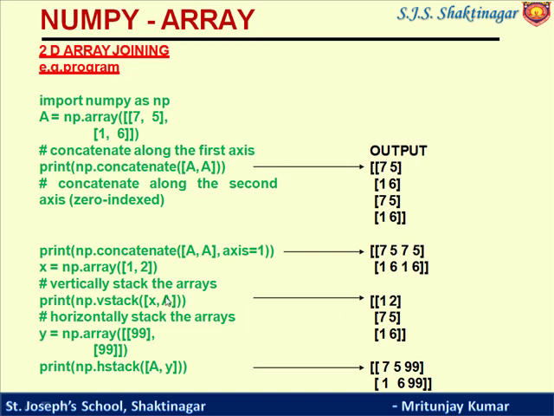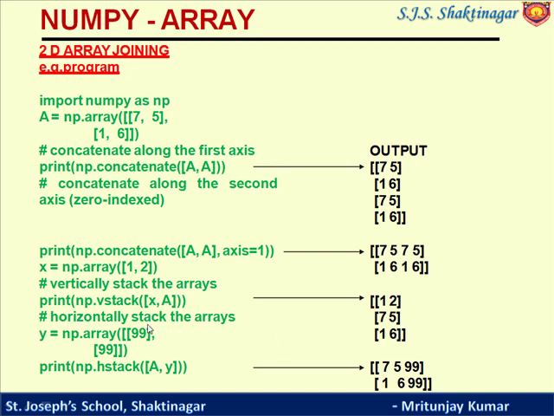Axis 0 is row, axis 1 is columns. Now similarly here print np.vstack x comma a. So this is a vertical stacking. The vstack means vertical stacking. So this is the output we will get. This is 1 2 7 5 1 6. This is for vertical stacking.